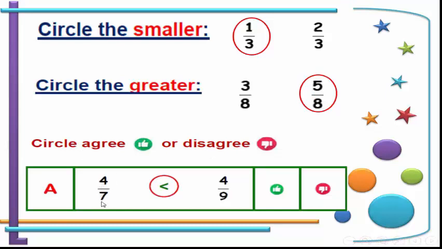4 over 7 is smaller than 4 over 9. They have the same numerator. Okay, we look at the bottom. 7 is less than 9, but the fraction is bigger. So 4 over 7 is bigger than 4 over 9, not less than. So it's disagree.